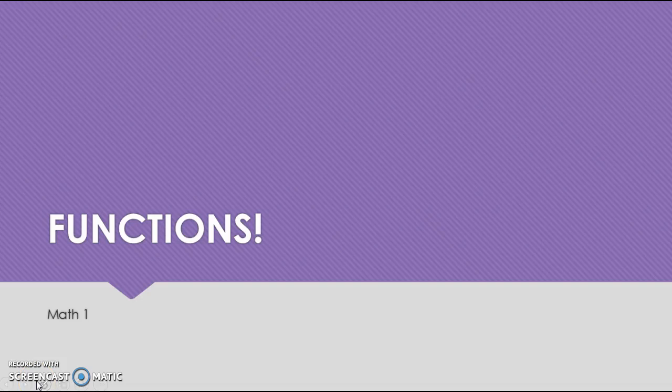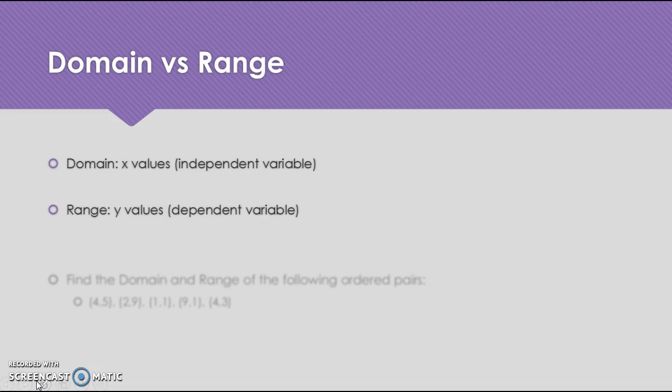This video is going to look at functions and different properties of functions. So to begin with, we're going to look at domain and range. Domain is always talking about the x values. It's where on your graph you have x values. The x value is always the independent variable. The range is always talking about the y values, where you have y values. And the y value is always a dependent variable. The y value is always dependent on the x value.